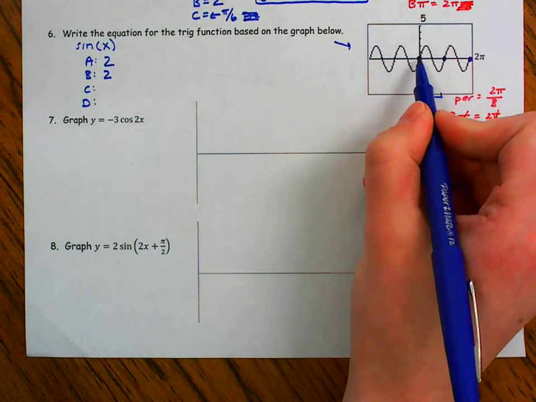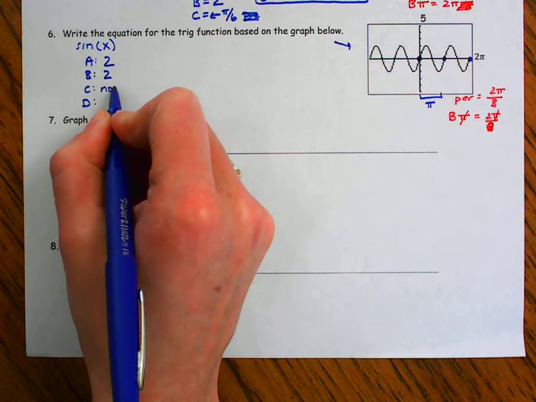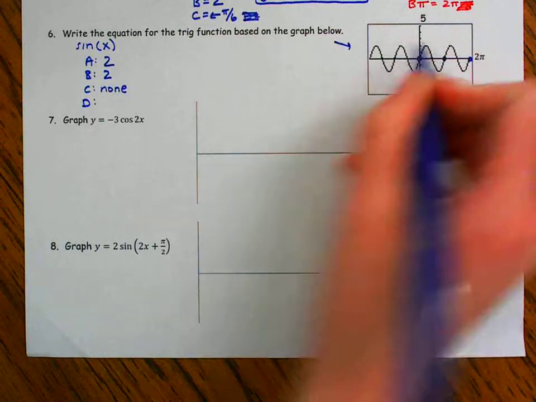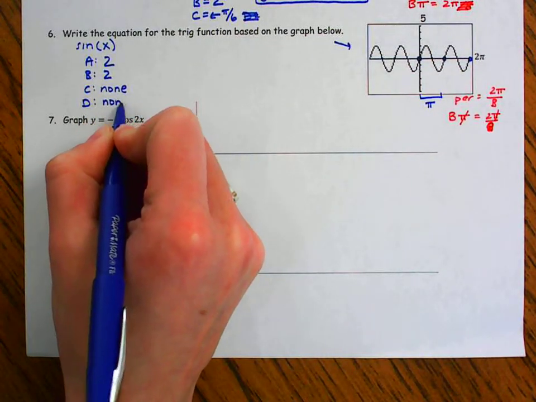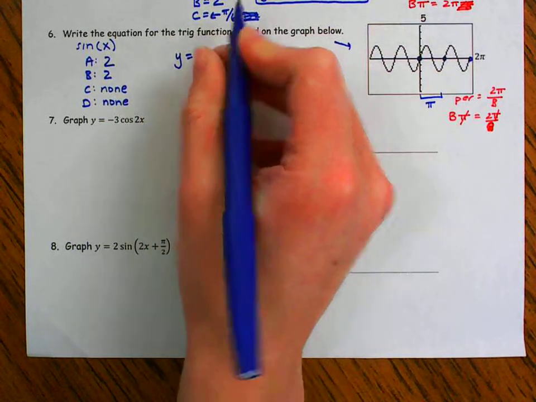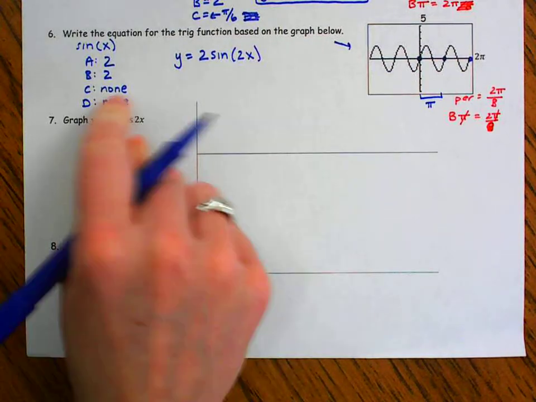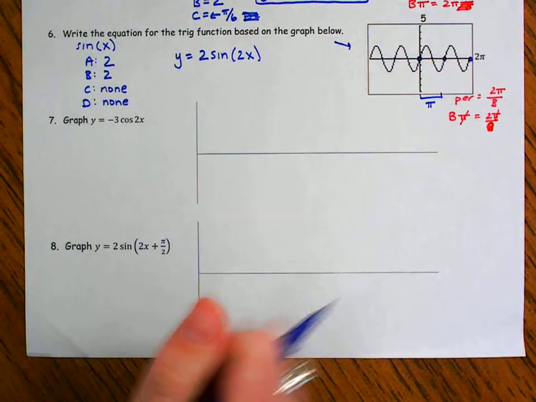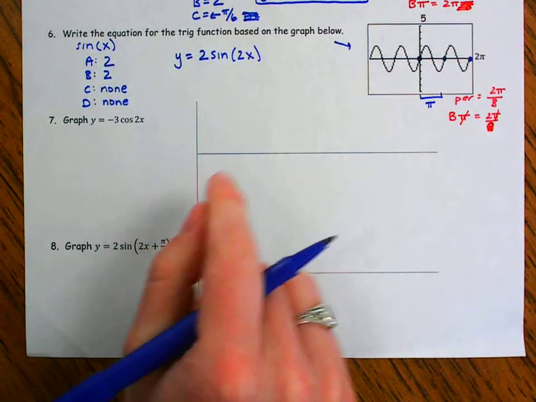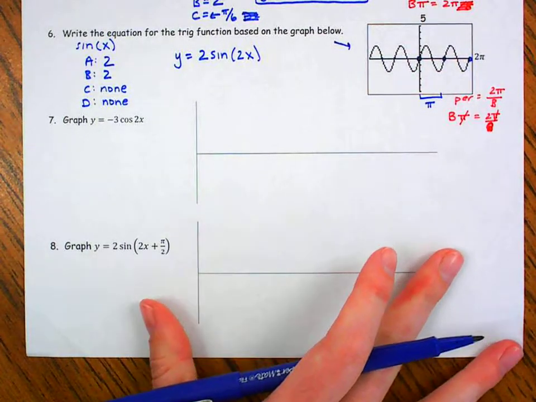C is my phase shift. Notice sine's supposed to start right at 0, 0, and it does, so there's no phase shift. And we're not shifted up or down at all, so D is also going to be none. So my equation is going to be y equals a, so 2, sine of 2x. There's no phase shift, so I could put the 2 in front of the parentheses, but I can leave it just like that. You don't even need the parentheses. You could also just write that as 2 sine of 2x with no parentheses.